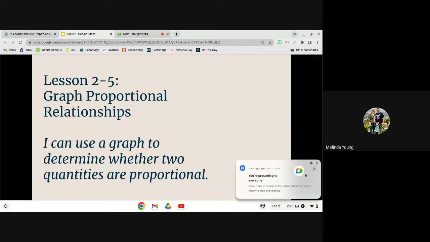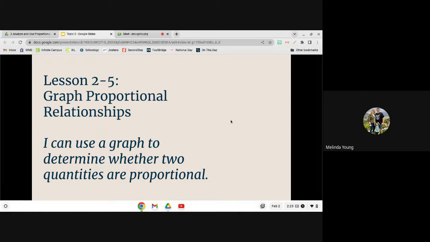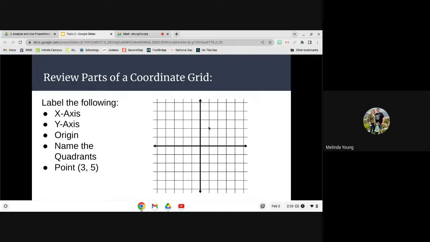All right. Welcome everyone to lesson 2-5. This is on graphing proportional relationships. So your I can statement is I can use a graph to determine whether two quantities are proportional. All right. So make sure if you need to pause this, write this down under your objective. All right, and we'll move on.